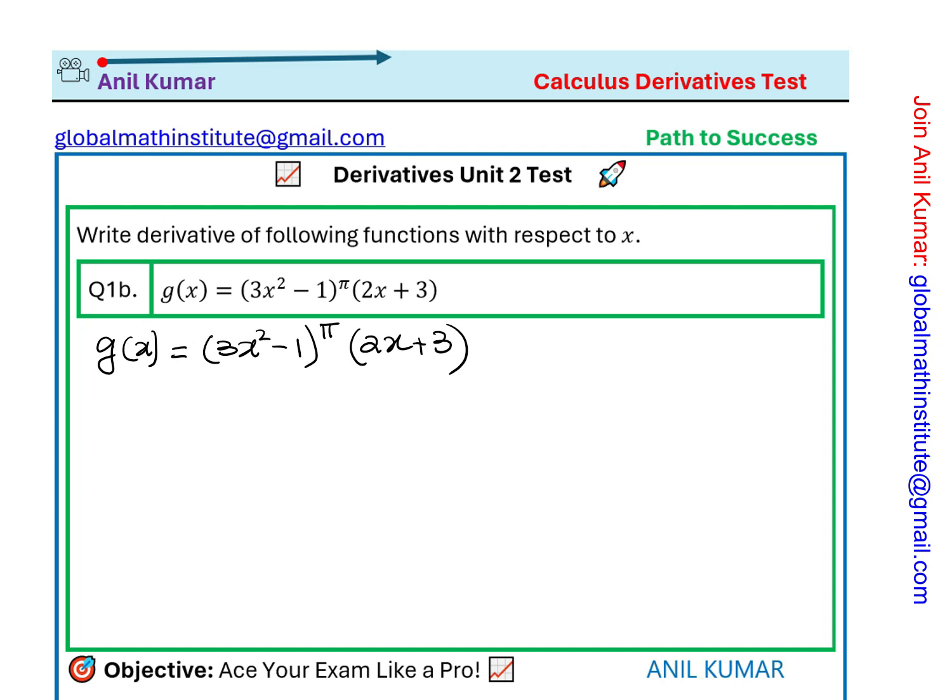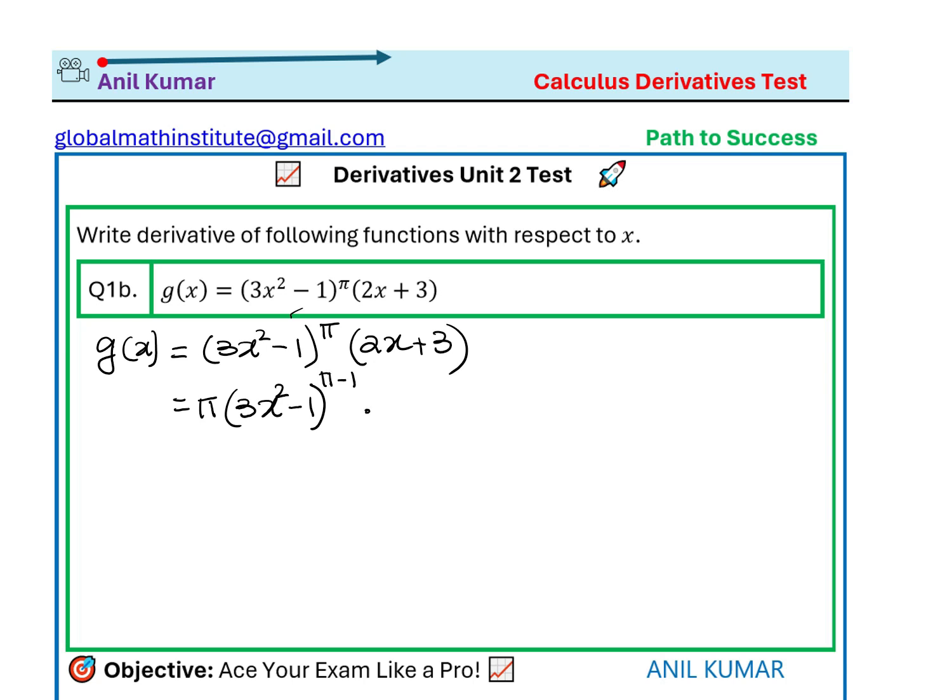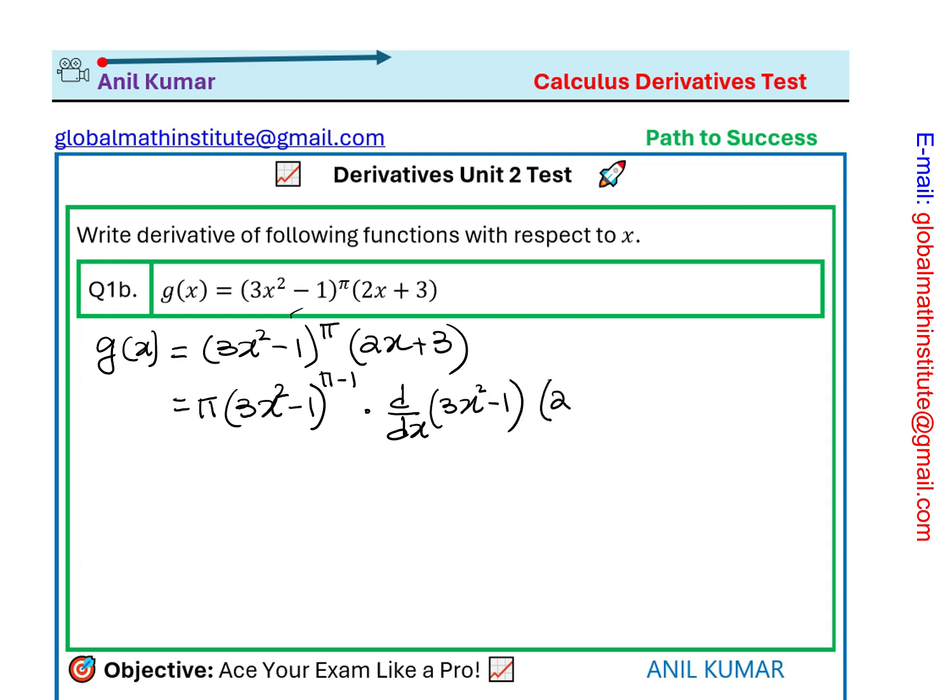So the derivative will be derivative of the first function, which is pi times 3x squared minus 1 to the power of pi minus 1. That's a critical step. Times derivative of inside function. Let me write here very clearly. Inside function is 3x squared minus 1, correct? Times the function which is 2x plus 3, correct?